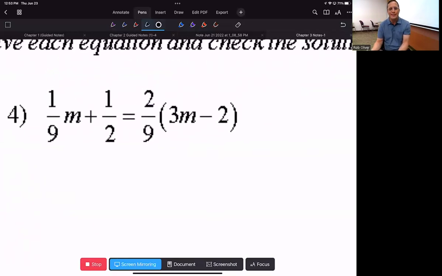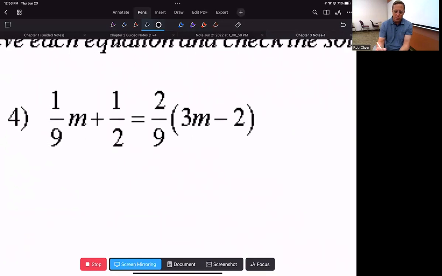So if we look at these denominators here, we have 9 and 2. That's the only 2 numbers we have. And the LCM or LCD of 9 and 2 is 18. So we're going to multiply every single term by 18. So 1/9 gets multiplied by 18. 1/2, I can kind of squeeze these in here. And then 2/9 gets multiplied by 18. Now this part right here, don't multiply that. We're multiplying 2/9, which is not inside parentheses. Leave the 3m minus 2 alone.